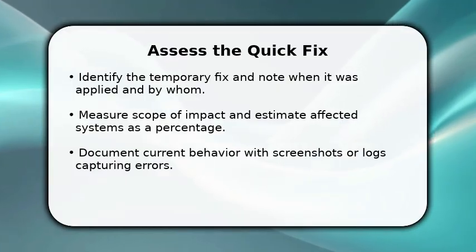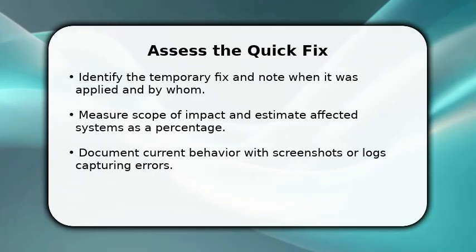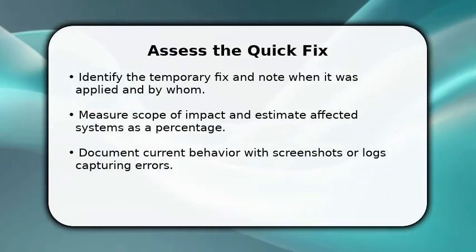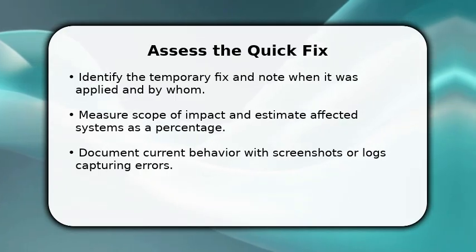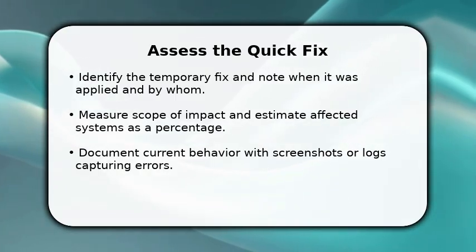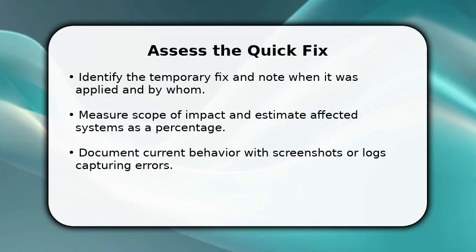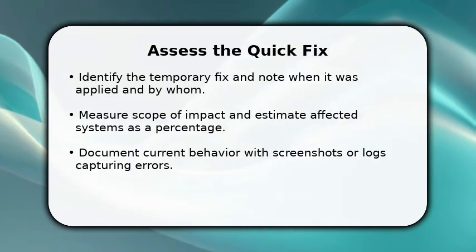Identify the temporary fix and note when it was applied and by whom. Record the exact symptoms and list downstream services impacted by the quick fix. Measure the scope of impact and estimate affected systems as a percentage to prioritize work.